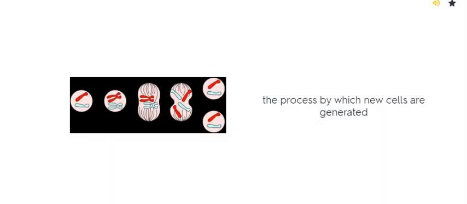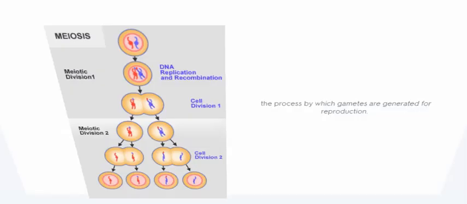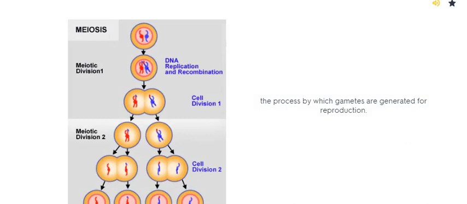Cell division. The distribution of identical genetic material (DNA) to two daughter cells. What is most remarkable is the fidelity with which the DNA is passed along without dilution or error from one generation to the next. Mitosis. The process by which new cells are generated. Meiosis. The process by which gametes are generated for reproduction.